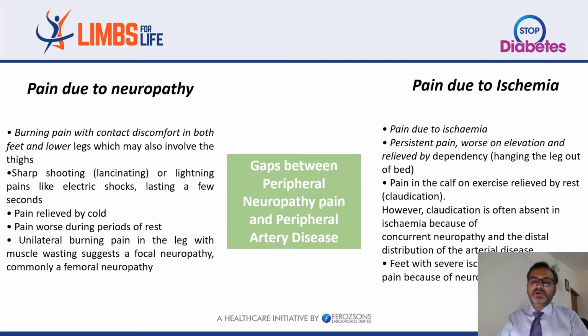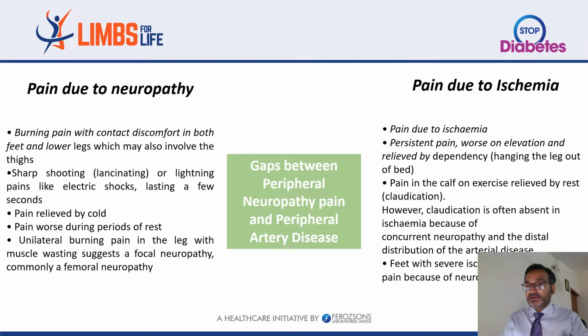Right, so here we are going to differentiate between pain due to neuropathy and pain due to ischemia. Let's talk about the pain due to ischemia first. Pain due to ischemia is a persistent pain, worsened on elevation and relieved by dependency, because during elevation in ischemia, the lack of blood supply to that specific area leads to pain. Pain in the calf is usually relieved by rest and aggravated by exercise.